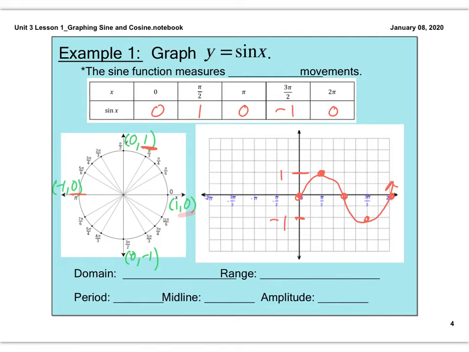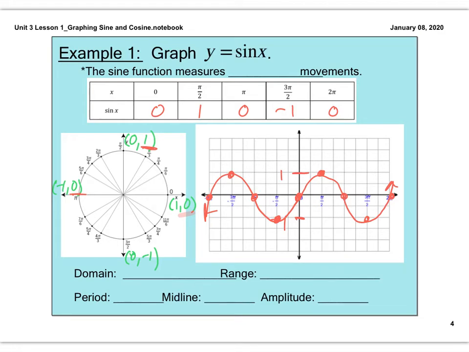In fact, that's one cycle. The period is 2 pi because that's the length that it goes before it starts repeating again. After 2 pi, it's just going to repeat this pattern over and over again. I can also go backwards, so I can add in some of my points moving backwards into the other side of my graph. And that is a basic sine function.